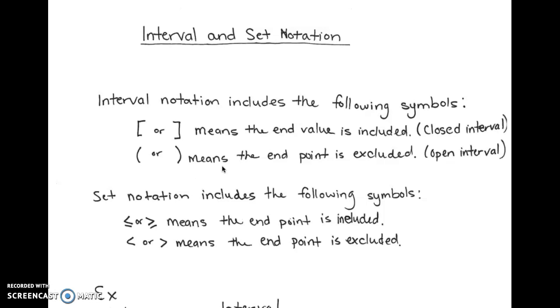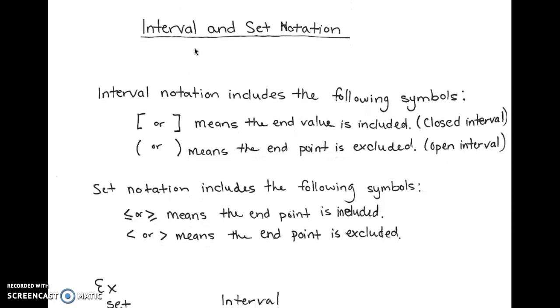And when you see circular brackets, it means that the end point is excluded or not included, which is called an open interval. Set notation includes the greater than or less than signs. When the point is included, it has that equality, and when the point is excluded, then it has a strictly greater than or strictly less than sign. Okay. These really mean the exact same thing, it's just two different ways of writing your answer down.